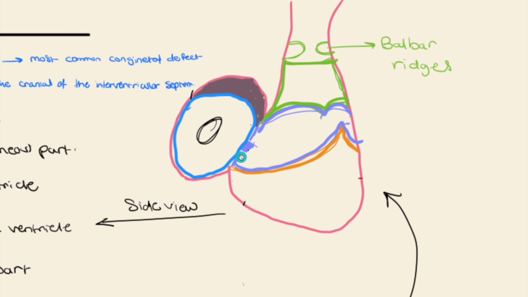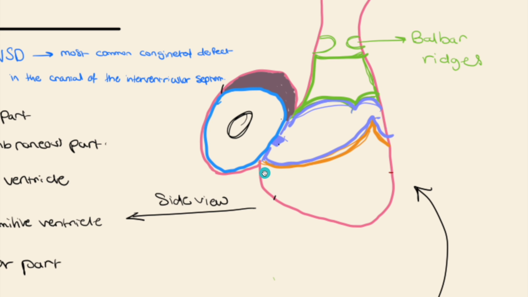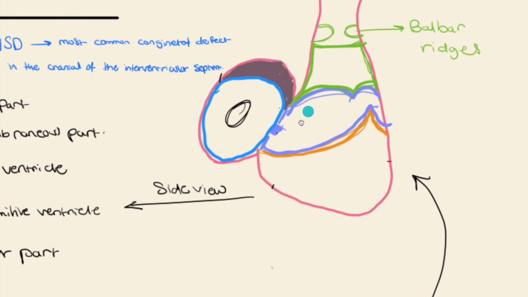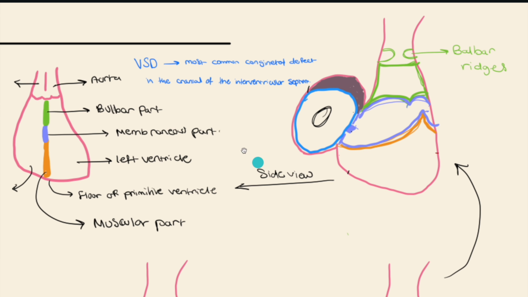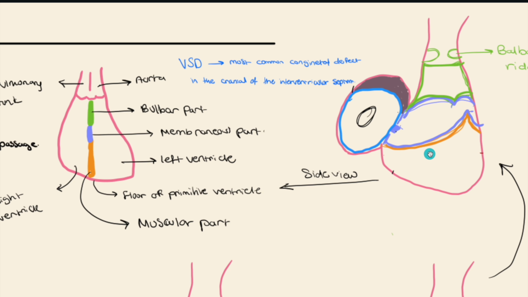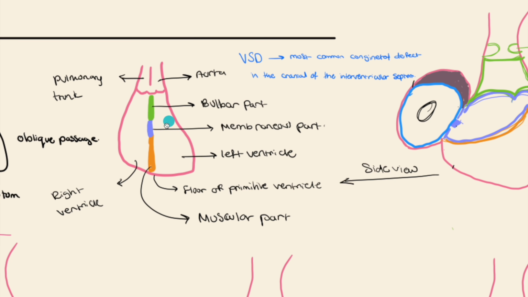The purple structure right here is going to be the septum intermedium. At the end, the septum intermedium is going to shrink and form the rest, or the membranous part, of the interventricular septum. I know it might be a bit confusing how this entire thing is going to separate the two ventricles, but if we look at it from this side, we can say that this is the left ventricle and this is the right ventricle.